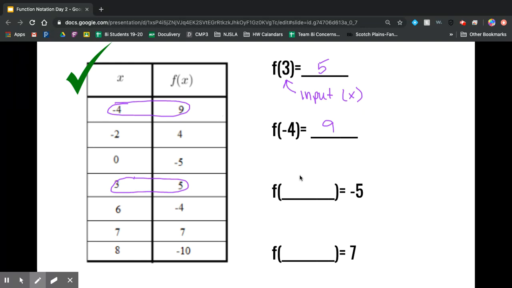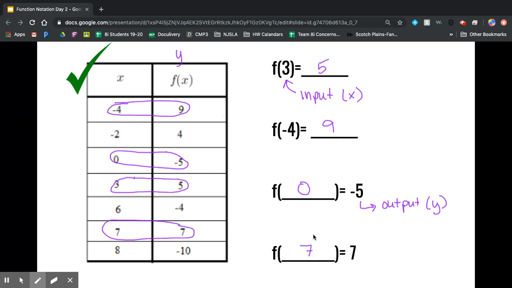These ones are the reverse. Remember, if I don't see what's inside, I don't know the input. What I do know is the output, which again would be our y value. Or in this case, you can see they're not using y, they're using f of x, but y and f of x are the same thing. So let's look down this column for -5. Here it is. The corresponding input is 0. So in other words, when 0 is my input, my output is -5. The last one we're given is 7, and 7 is our output. But it turns out that when our output is 7, our input is also 7.